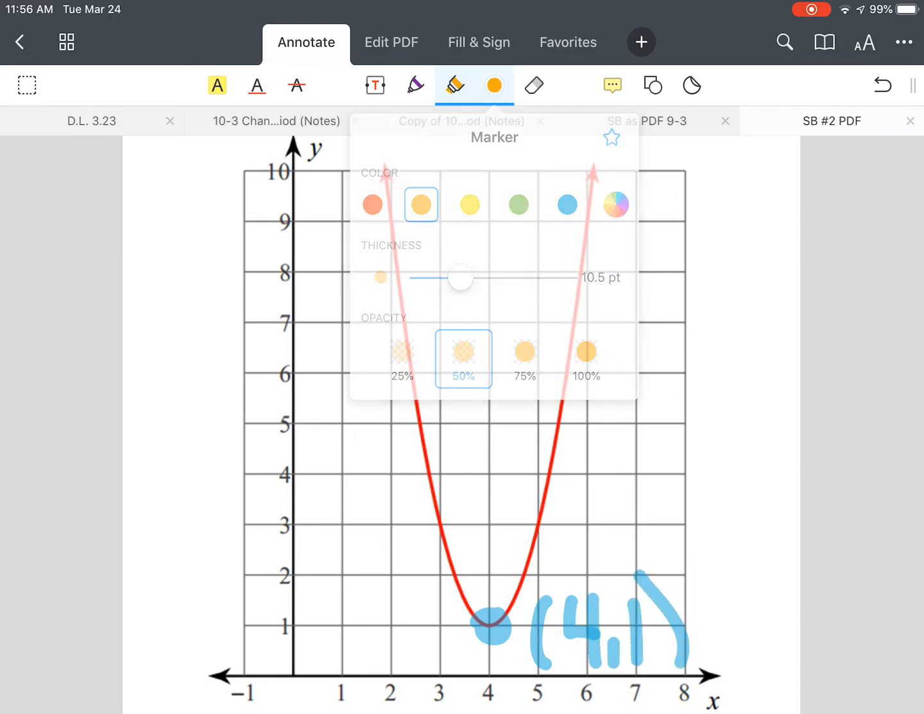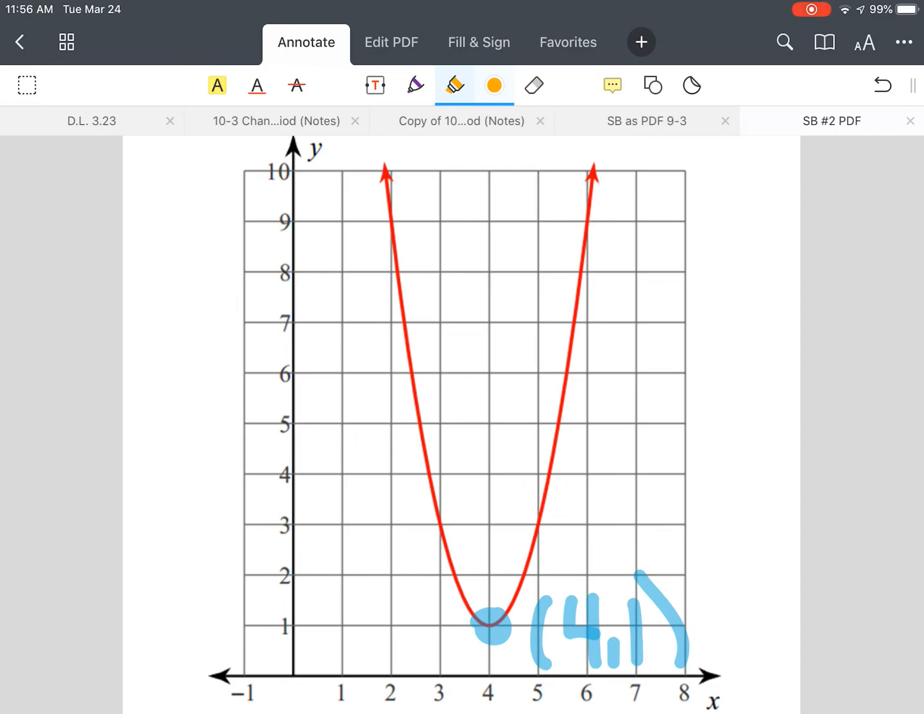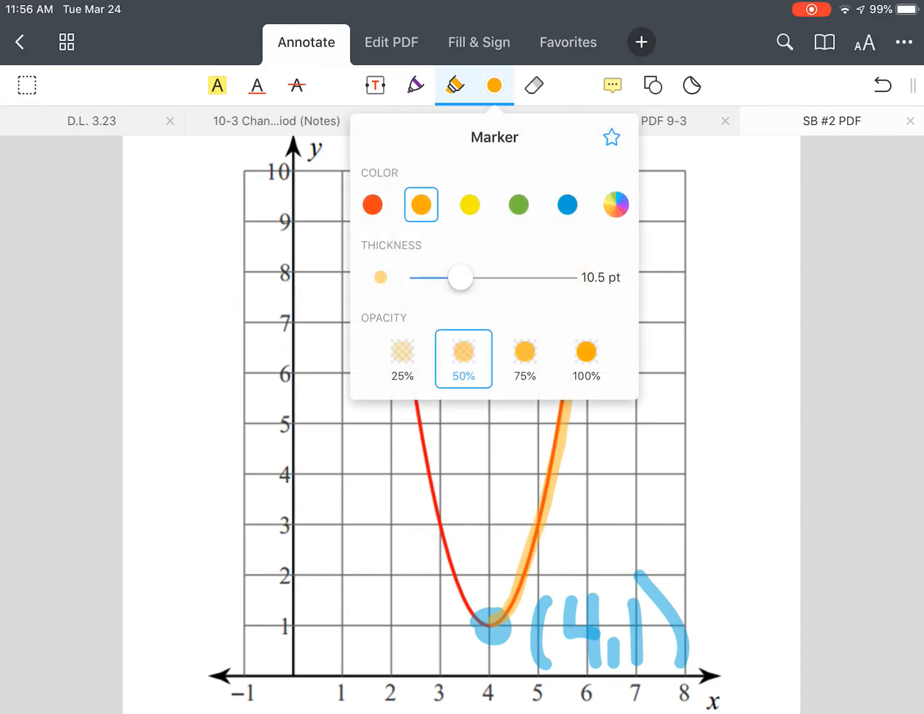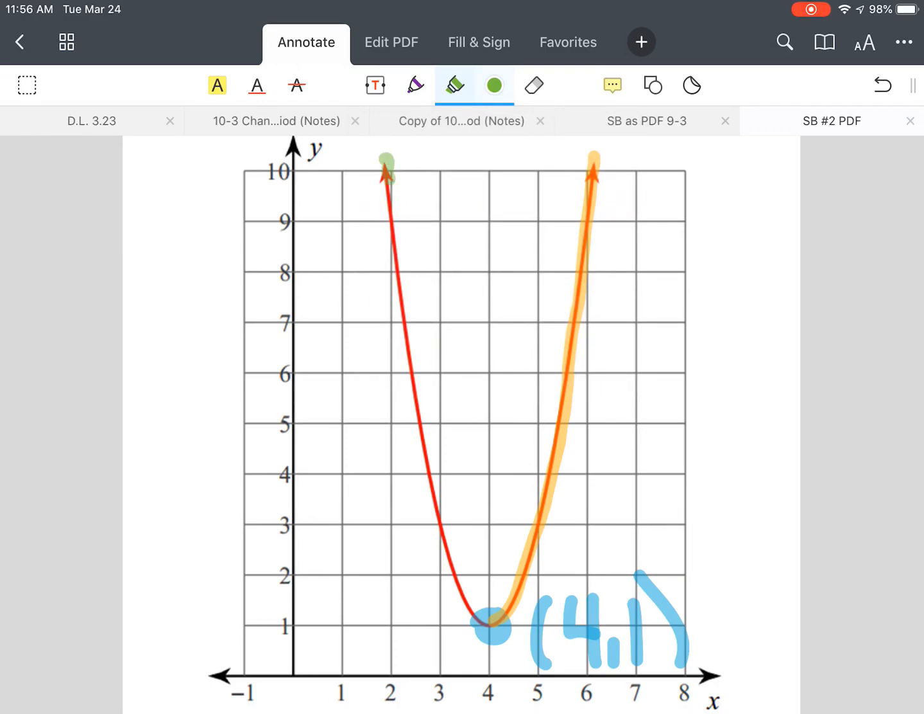Okay, let's highlight where we are increasing. Where am I going up? I'm going up here. Where am I going down? That's where I'm decreasing. I'm going down here. So our vertex is a minimum. And let's talk, why don't you pause the video for a second before I give you the answer? Why don't you try to come up with the intervals where I'm increasing and where I'm decreasing?